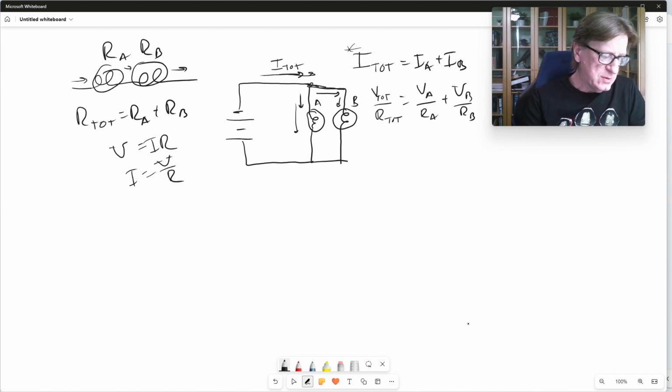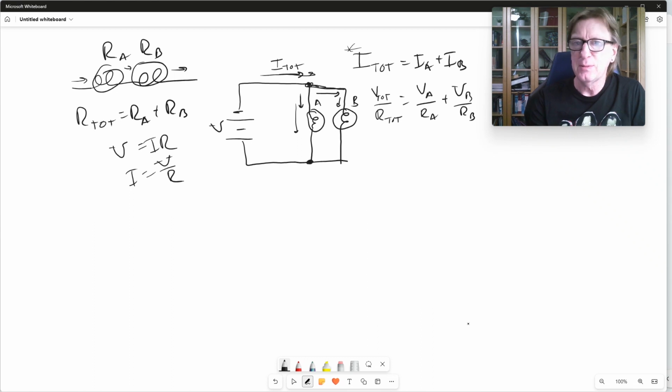However, let's think about what is happening to the voltage here. Now, we probably can all agree that if this is V, if this is the voltage, then the voltage across A must be equal to V, because these are just wires, right? They're just wires connected to it. But the same thing is true for B. It's also directly connected to the battery, and so therefore it's also getting the total voltage. So that says that all of these 3 voltages that you see here are the same. So let's just divide them out. And so I get 1 over R total equals 1 over RA plus 1 over RB.